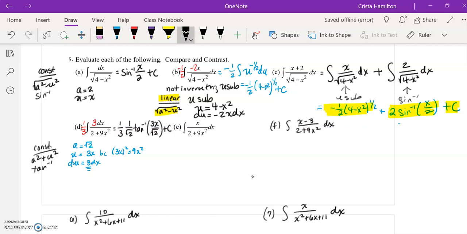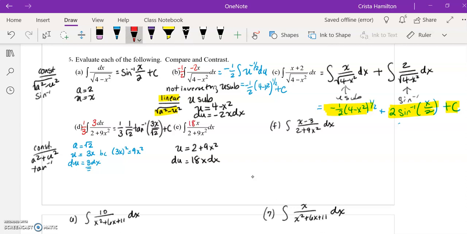All right, now take a look at E. Same kind of idea as what we did with A, B, and C: having the x there means it's a completely different problem. This is a u sub problem, not an inverse tangent problem. u would equal 2 plus 9x squared. du would be 18x. So we do need a corrector in this one.